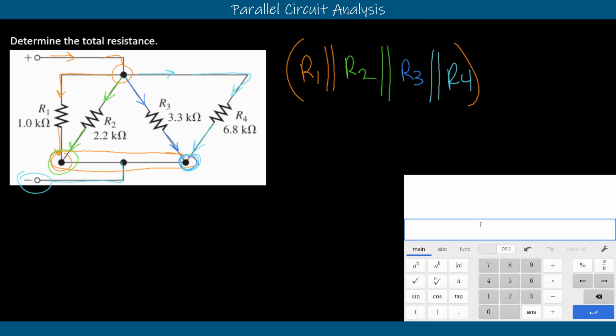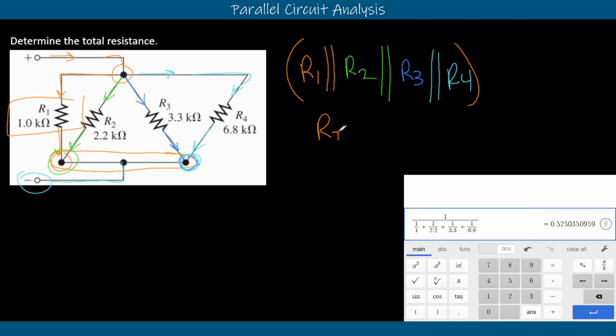We'll plug those in together. Say that we have 1 over 1 over R1, that's 1,000. They're all in kilo ohms, so we can leave them in kilo ohms. We'll leave it as a 1, plus 1 over the next one in kilo ohms, 2.2, plus 1 over 3.3, plus 1 over 6.8. All in kilo ohms, so that means our answer is also in kilo ohms. We expect it to be smaller than the smallest resistor in the circuit. That's R1 over here. So it should be less than 1,000, and we see that it is less than 1,000.